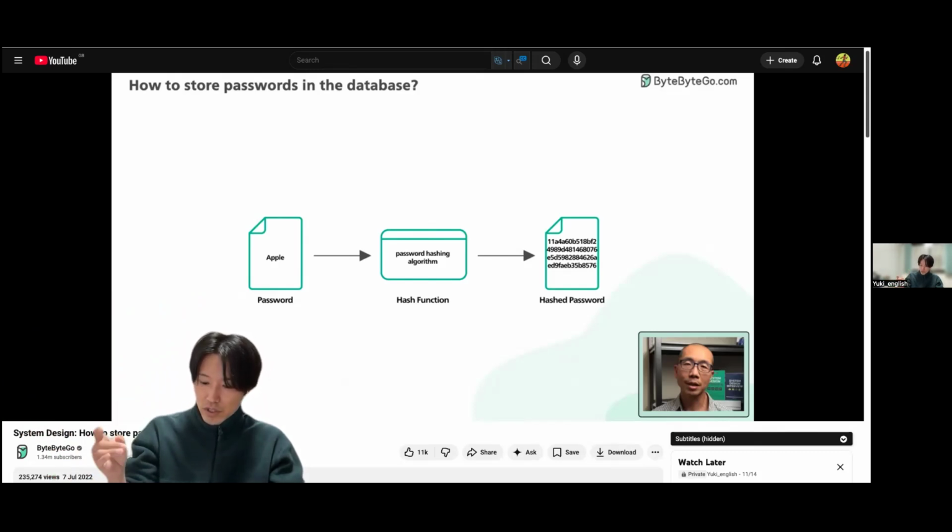The Open Web Application Security Project, also known as OWASP, provided some guidelines on how to store passwords. It's easy to understand. Here are the recommendations. First, use a modern hashing algorithm. Hashing is a one-way function.